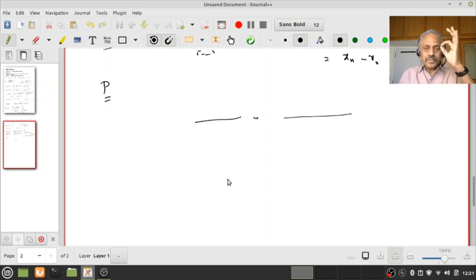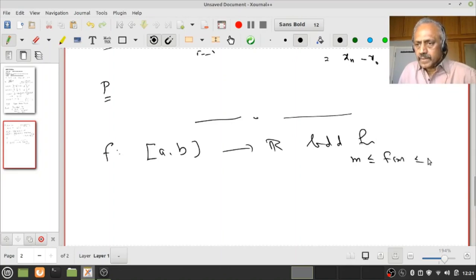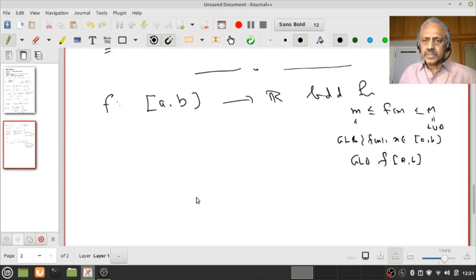Now let's look at some of the properties. We will go back to the general case. f from [a, b] to R is a bounded function, bounded by little m and capital M. You can even take little m to be the GLB of f(x) as x varies over [a, b], and capital M to be the LUB of the same set, f([a, b]). So we are assuming it's bounded. Alright. Now let P be any partition.